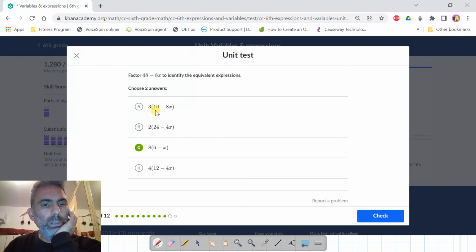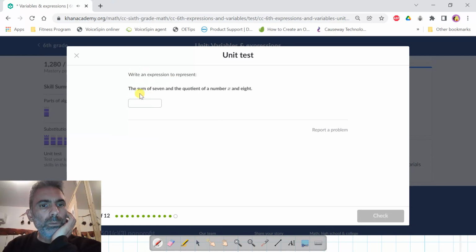Okay, let's see. 3 times 16 is 48, yes. But 3 times 8 is not 18, so A is not correct. 2 times 24 is 48, and 2 times 4 is 8, so B is also good. 4 times 12 is 48, but 4 times 4 is 16, so D is not correct.